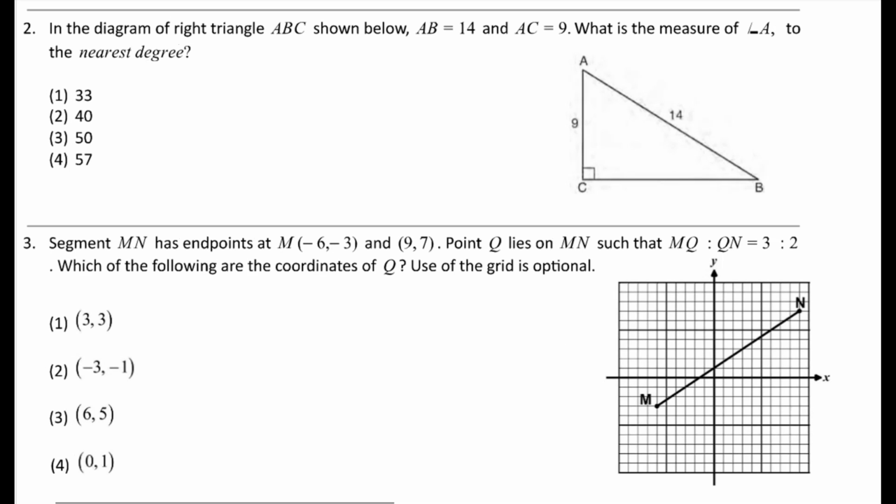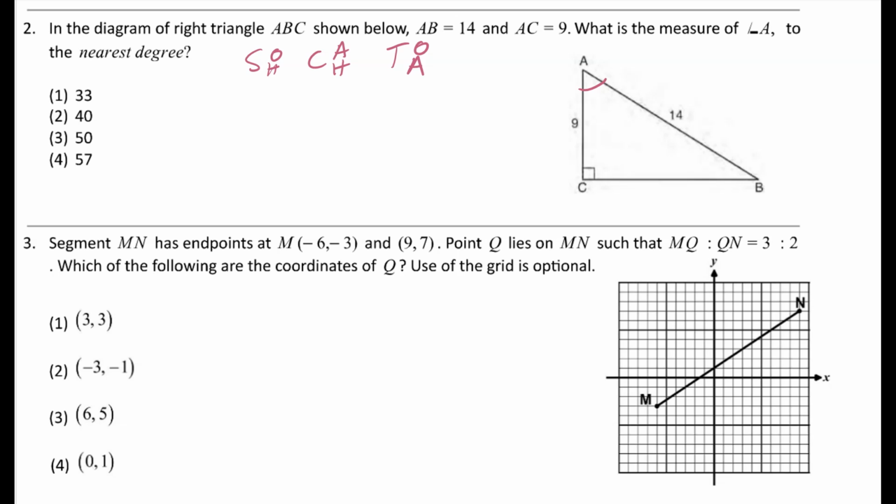Number 2. In the diagram of the right triangle ABC shown below, AB equals 14, AC equals 9. What is the measure of A to the nearest degree? Well, if I'm looking for an angle and I'm given some sides, I know this is going to be a right triangle trigonometry problem. So I'm going to write down SOHCAHTOA just to help myself out there.